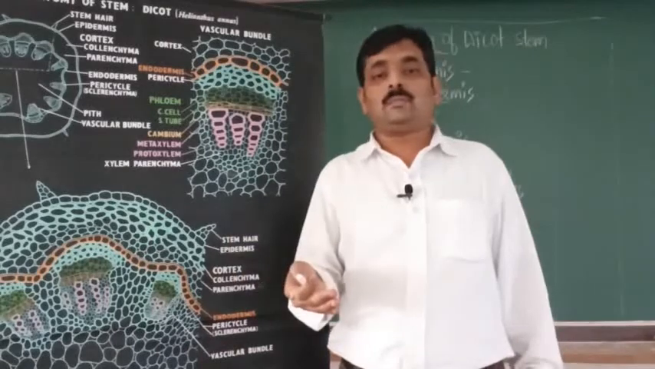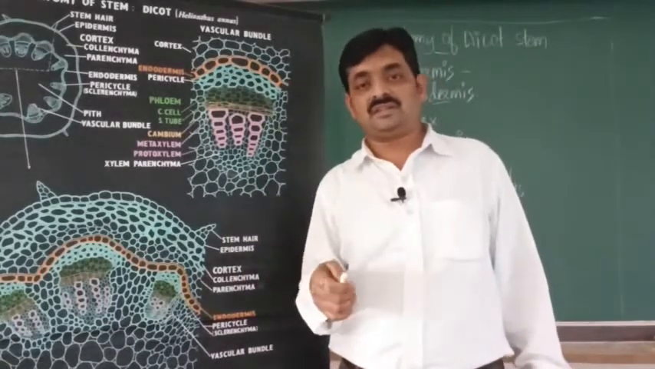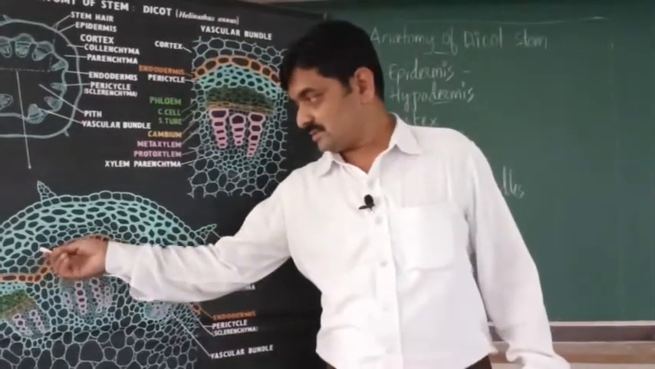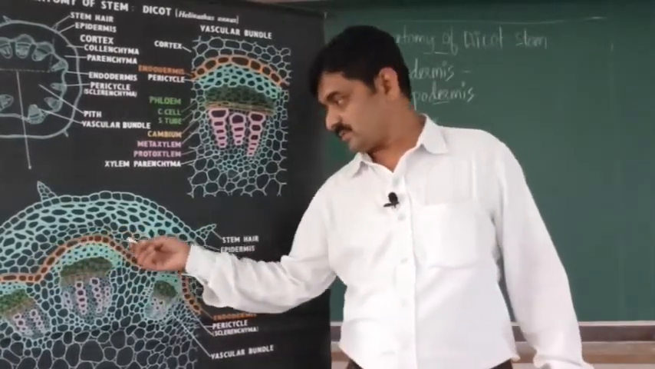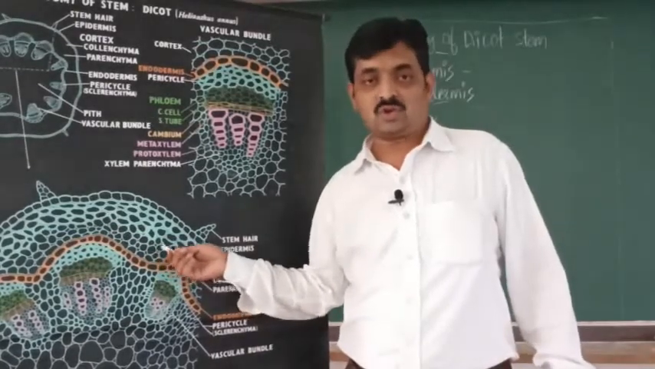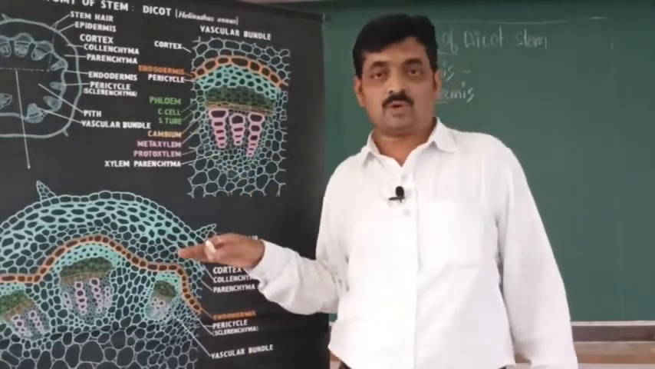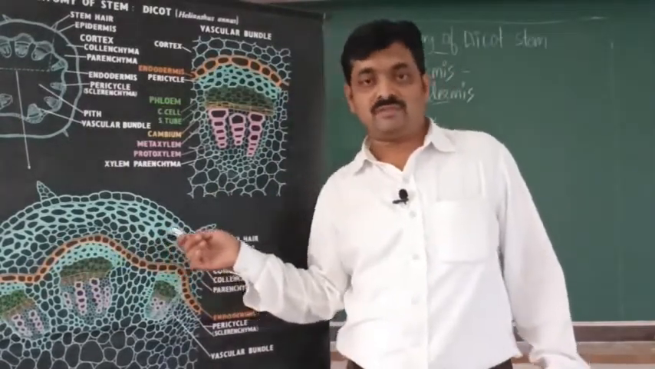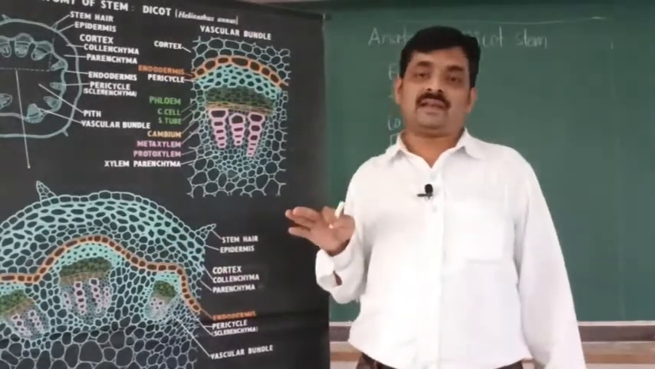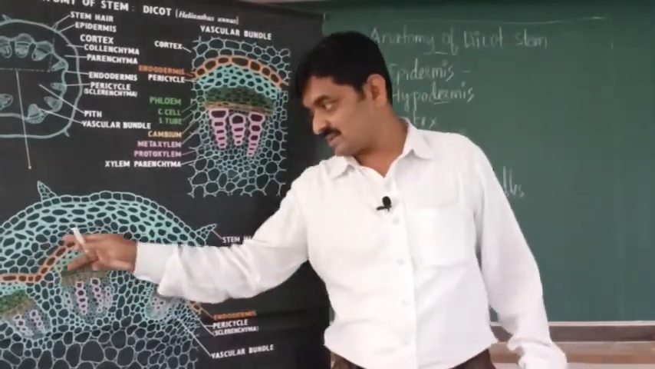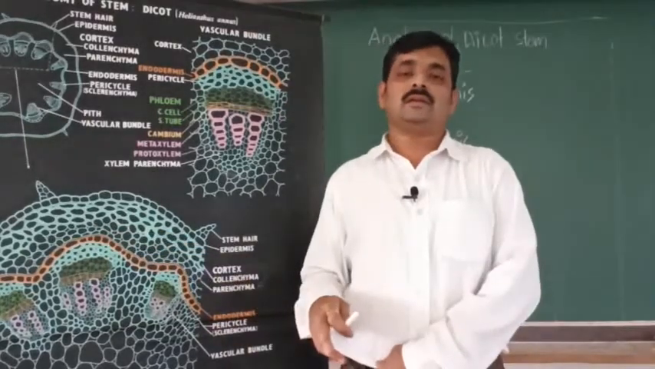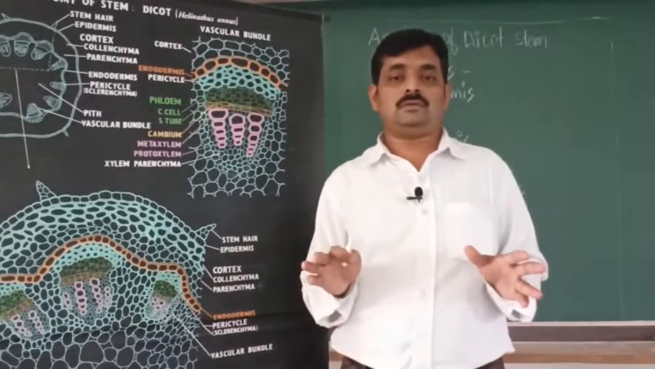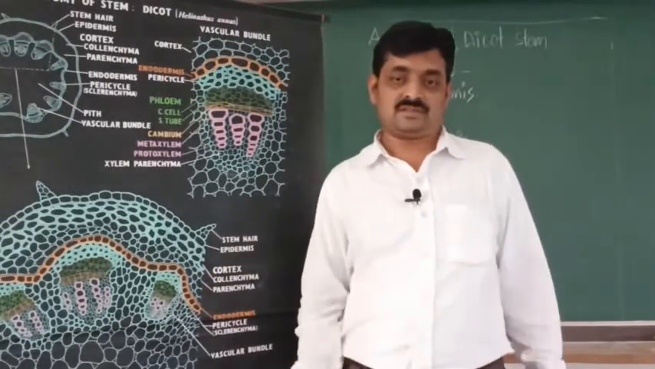Then after the hypodermis, the next part is the cortex. Here you can see these cells here. This is the cortex. Cortex is located below the hypodermis. Now this cortex, as you can see here, is composed of loosely arranged parenchyma cells. These parenchyma cells here form the cortex. Now these parenchyma cells exhibit large intercellular spaces.